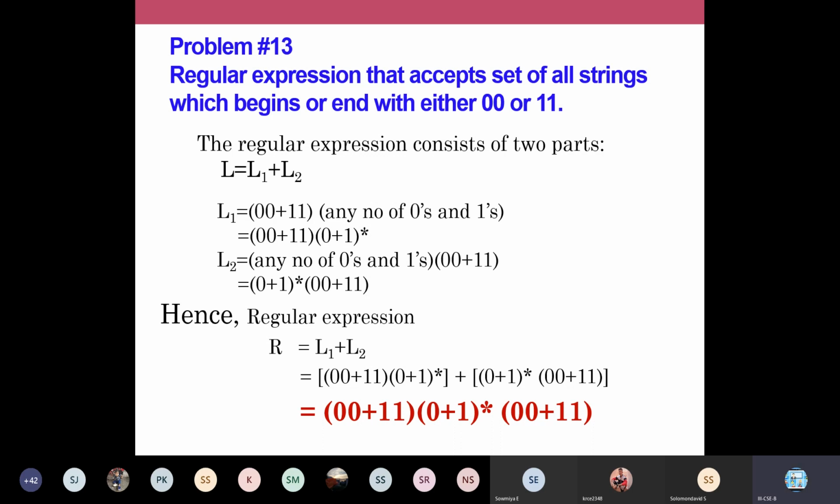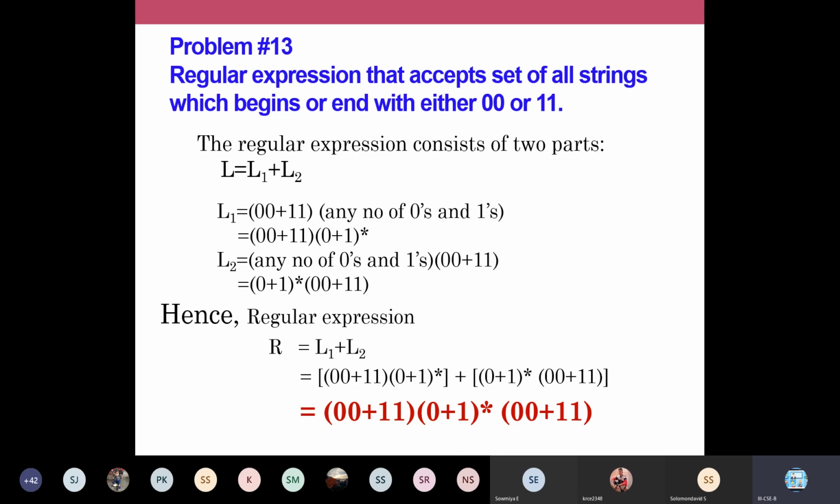Can you understand anything from this question? You just analyze. Accept set of all strings. So your input alphabet is 0 and 1. That is understandable. And which begins or ends with either 00 or 11. So your string can begin with 00 or 11, or it can end with 00 or 11. Okay, so that pattern should be ensured.